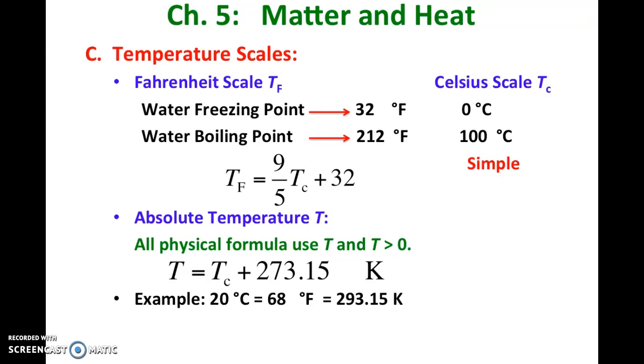We can relate the two scales by this formula. Fahrenheit temperature Tf equals 9/5 times Celsius temperature Tc plus 32.